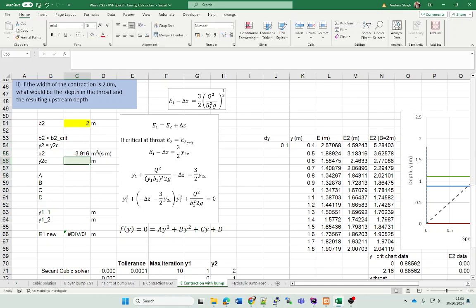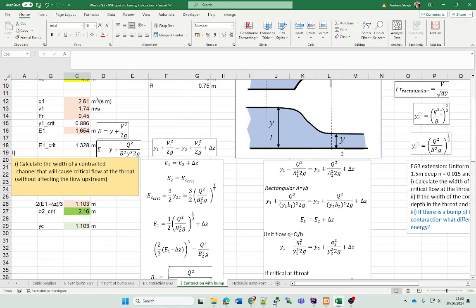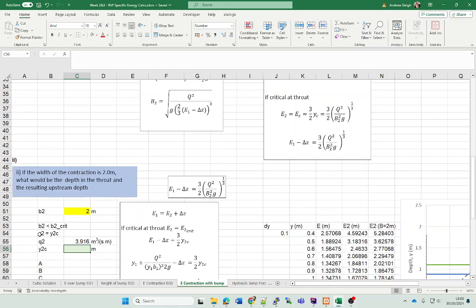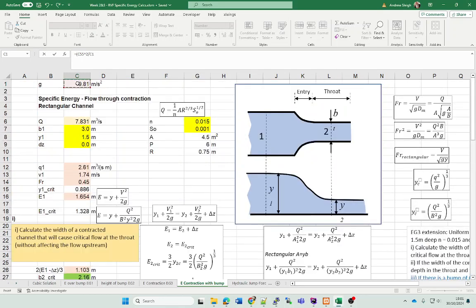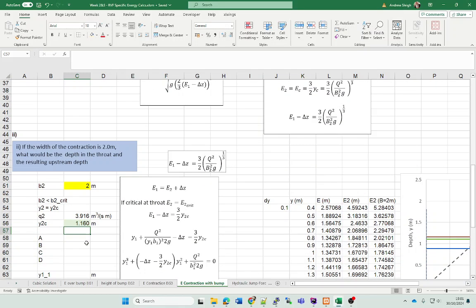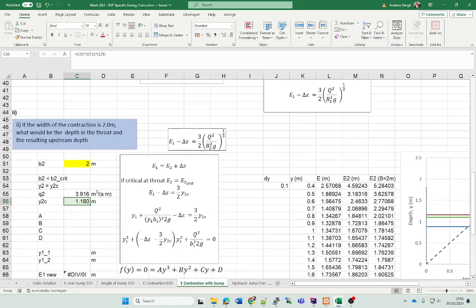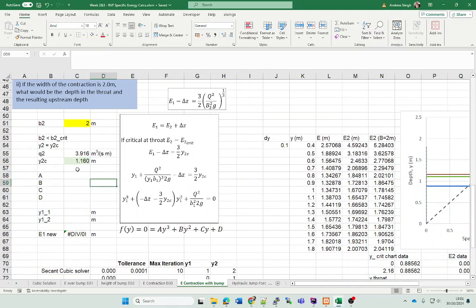We can calculate YC2, which is just the normal brackets, q squared over g, raised to the 1/3. Okay, 1.16. We're on dz of 0, so we should be getting the same answers as last time.